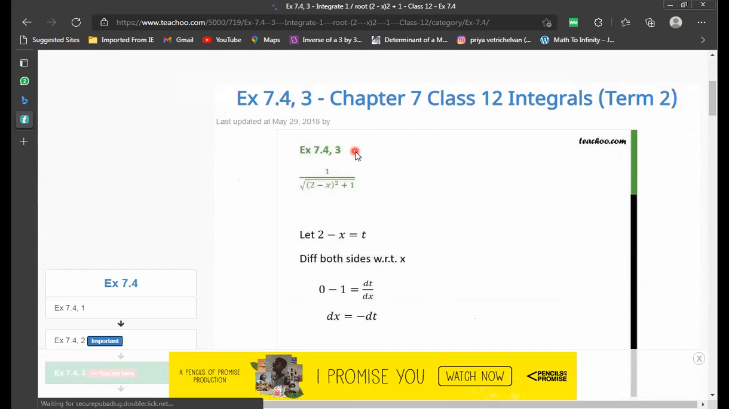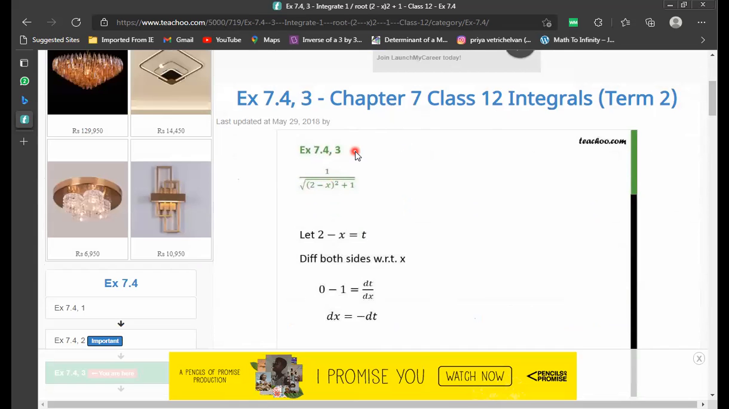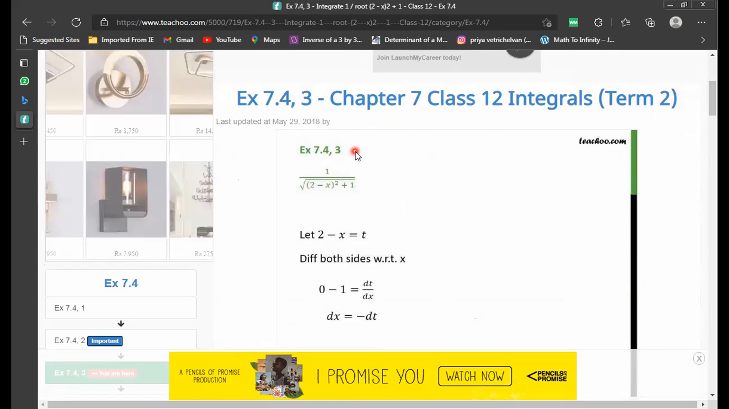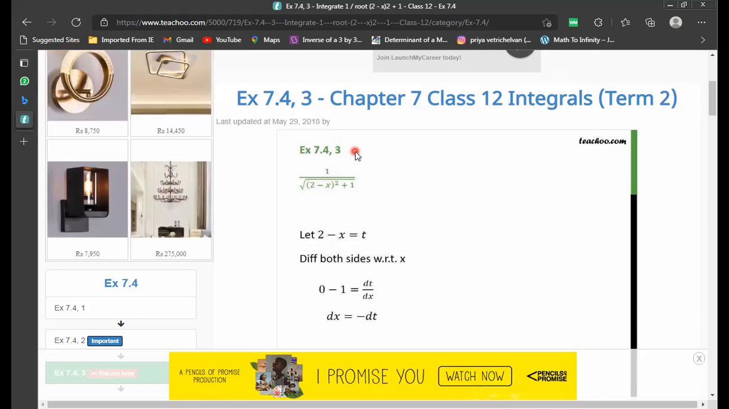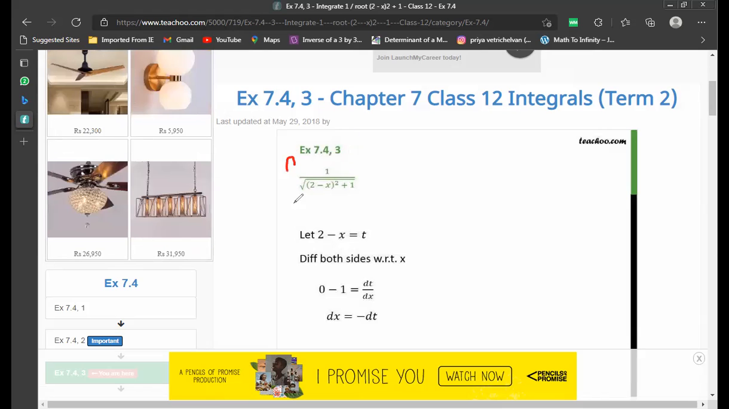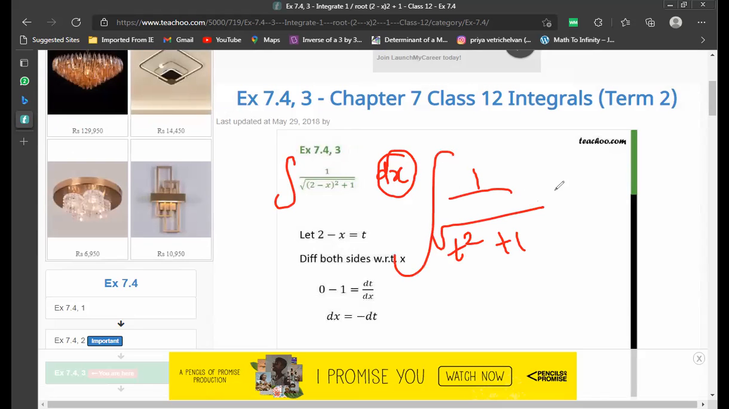Next, 1 divided by square root of 2 minus x the whole square plus 1. So 2 minus x is t. Substitution method. Differentiate both sides. 2 minus x will turn into minus 1, and t will become dt by dx, so dx is equal to minus dt, isn't it? So this dx will turn into negative dt. How can I rewrite? It will be square root of t square plus 1 into minus dt. This is how my question will change.